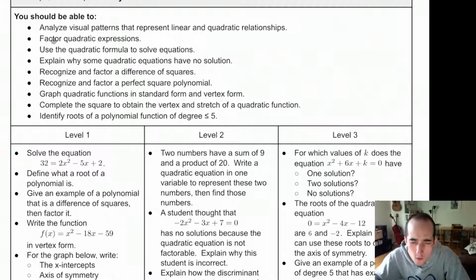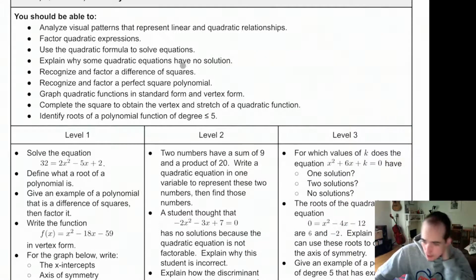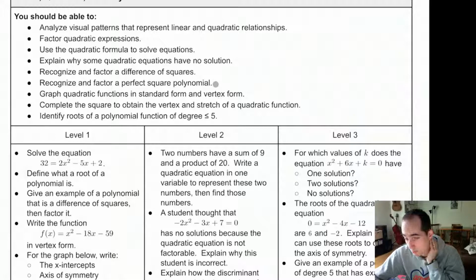I'm hoping you can factor quadratic expressions, so just factoring, using the quadratic formula, explain why some quadratic equations have no solution, recognize and factor a difference of squares, recognize and factor a perfect square polynomial. I'd like you to be able to graph quadratic functions in standard form and vertex form. I'd like you to complete the square to obtain the vertex and stretch of a quadratic function. And finally, to identify the roots of a polynomial function of degree less than or equal to 5. So this is what we ended off with at the end of the year.